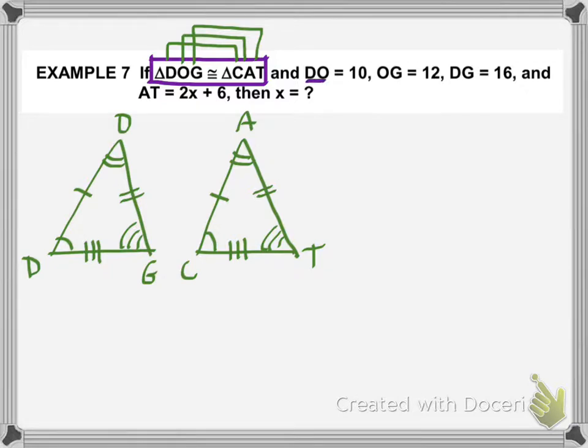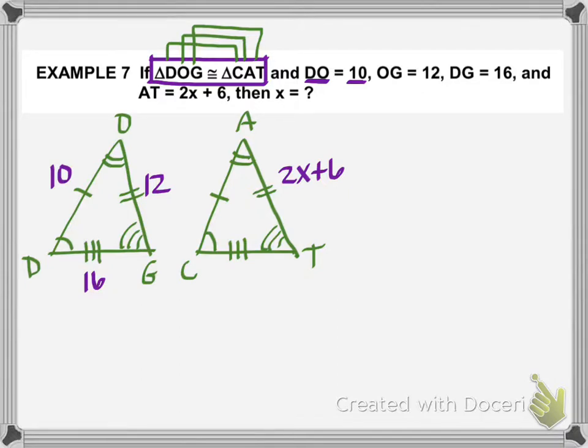Remember when you see two capital letters next to each other, that indicates a length. So the length between D and O is 10. The length between O and G is 12. The length between D and G is 16. And the length between A and T is 2x plus 6. There's definitely some unnecessary information in this picture.